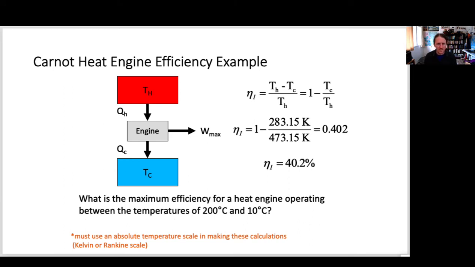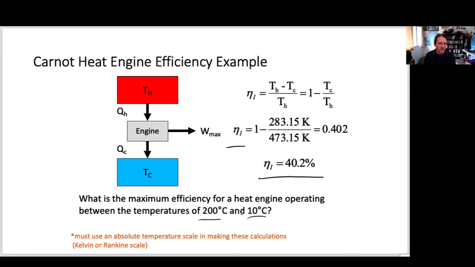Oh, and went one too far. So if we plug into our formula here, our maximum efficiency is equal to 1 minus the cold divided by the hot, and that's equal to 40%. So operating between a 200 degree and 10 degree reservoir gives us a maximum theoretical efficiency of 40%. We'll never get better than that. It's just not possible based on those two temperatures.